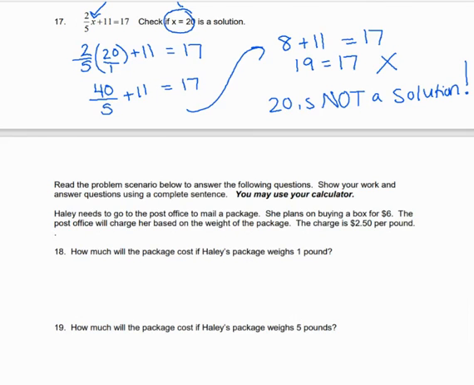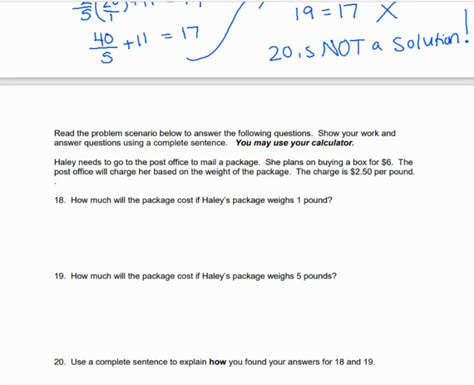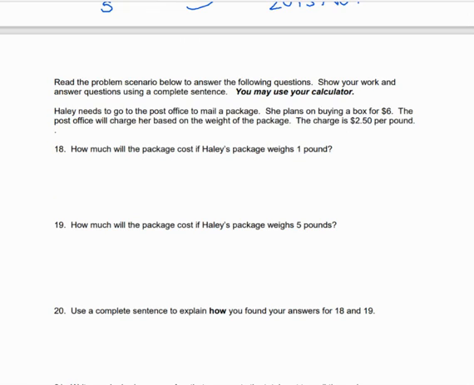All right, and last but not least, we're going to start the last word problem together. And again, you will finish that up. So let's read the scenario to get an understanding of what we're doing. Everybody make sure you're down to this point now. Number 18. Are we all there? It says Haley needs to go to the post office to mail a package. She plans on buying a box for $6, and the post office will charge her based on the weight of the package. The charge is $2.50 per pound.